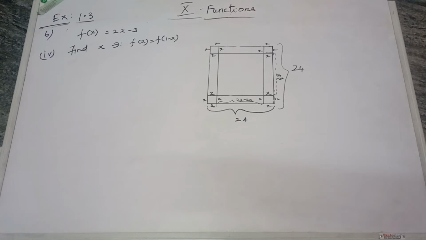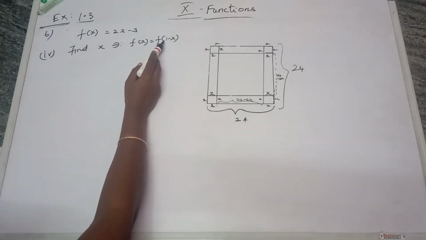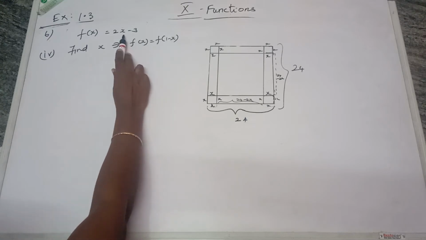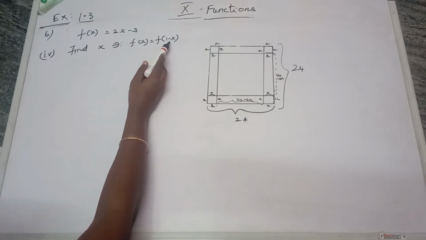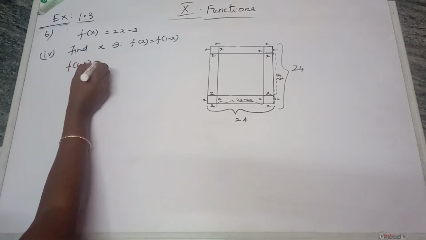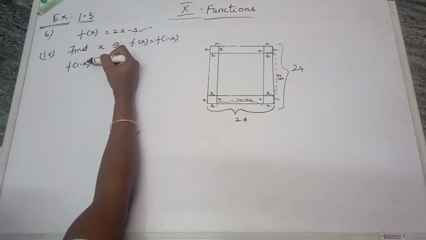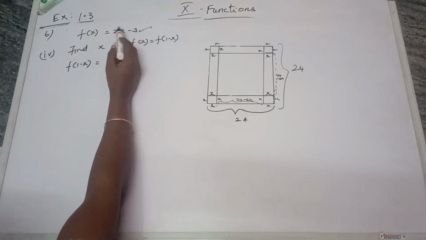Then see the fourth division. Find x such that f of x equal to f of 1 minus x. f of x is given, and f of 1 minus x we don't know the value, so we have to find f of 1 minus x first. So f of 1 minus x equal to, see here f of x is this one. In the place of x we have 1 minus x. So like the same, we have to substitute 1 minus x instead of x in the right side.